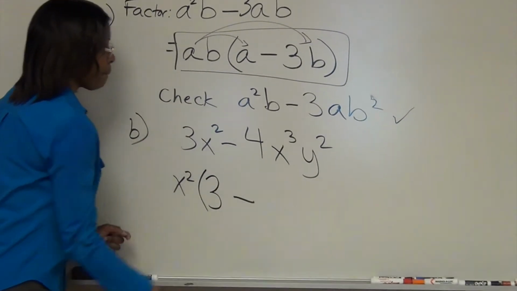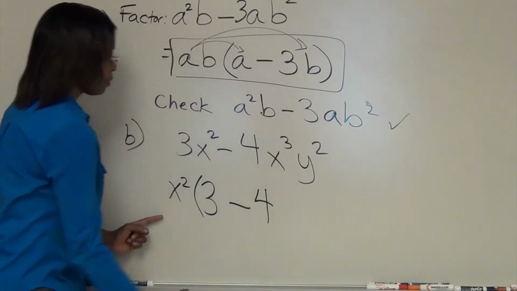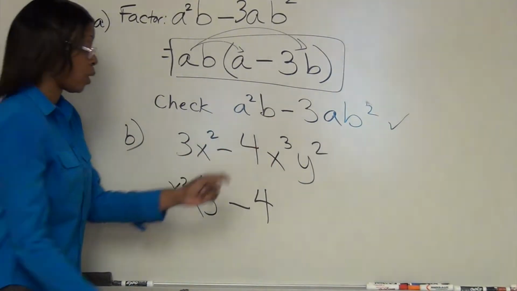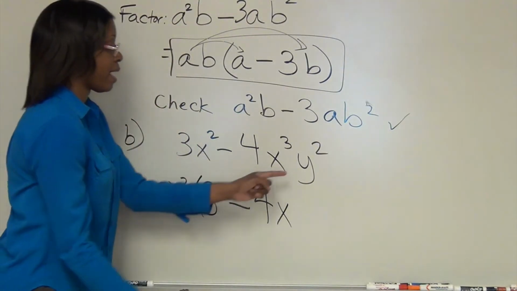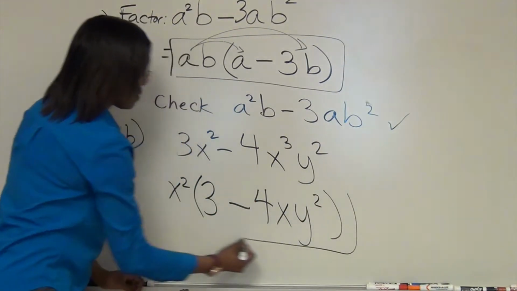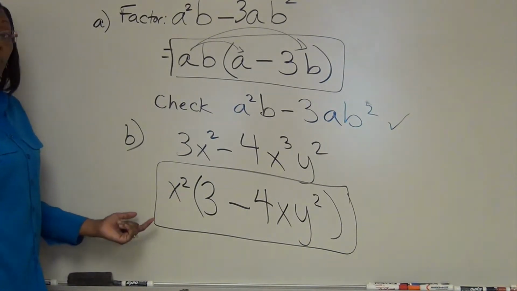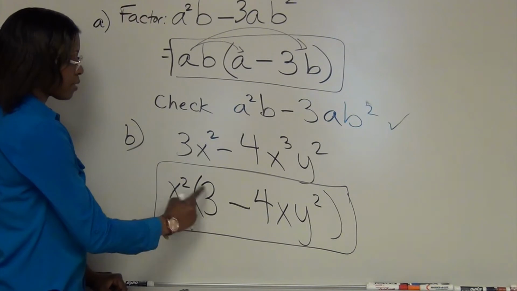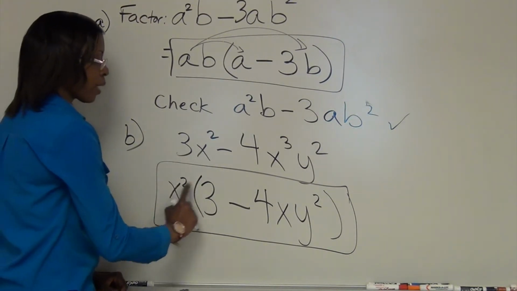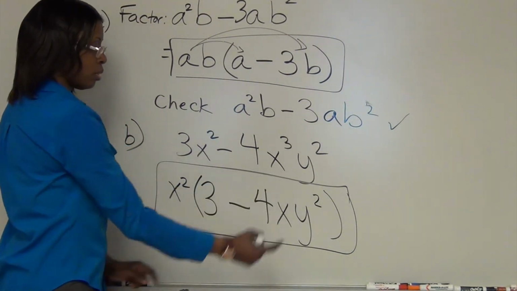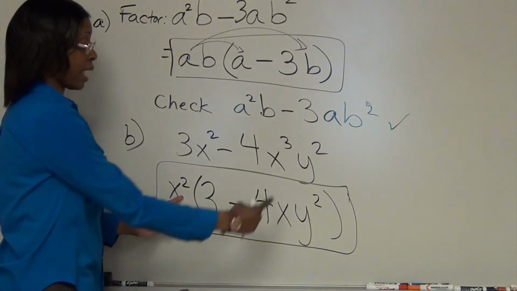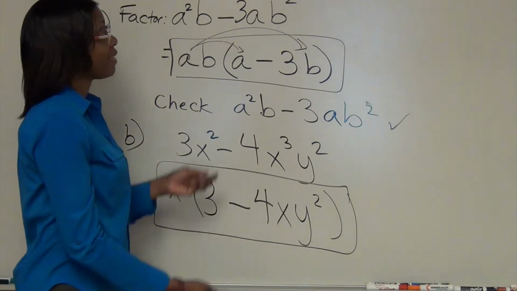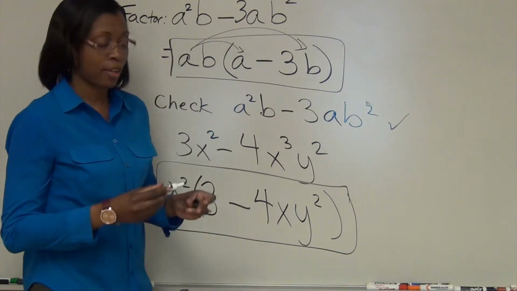We have 3 minus 4. We took x squared out. So how many x's do we have left? If we take away 2, we have 1 left, x, and we also have y squared. This is our factored answer. So what do we do to check it? We do the distributive property. x squared times 3 gives us 3x squared. x squared times this gives us our original, because x times x squared will give us x to the third, and then we have the 4 and the y squared already there. So that's how we check it. All right, and that's how we do the greatest common factor.